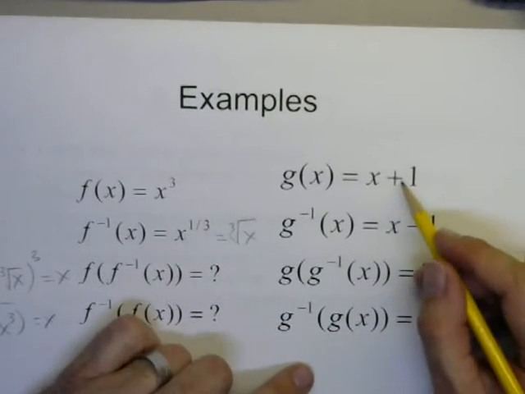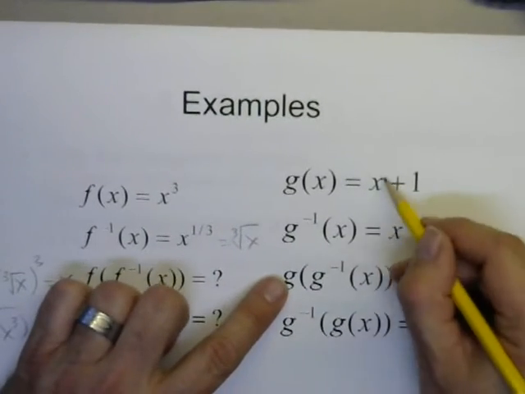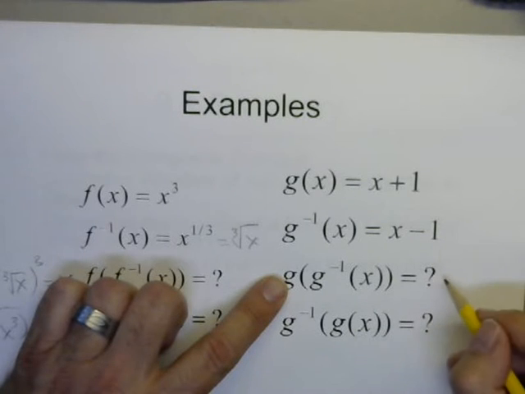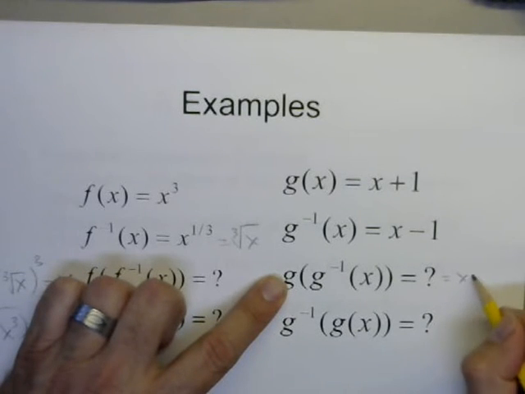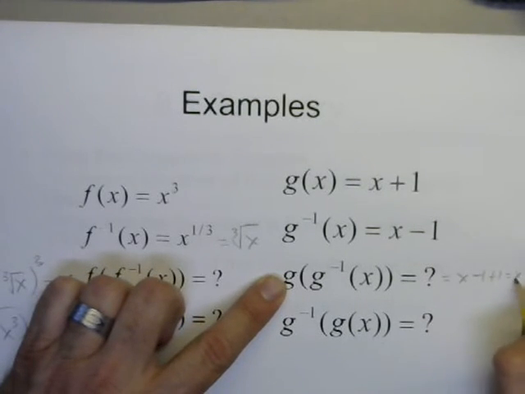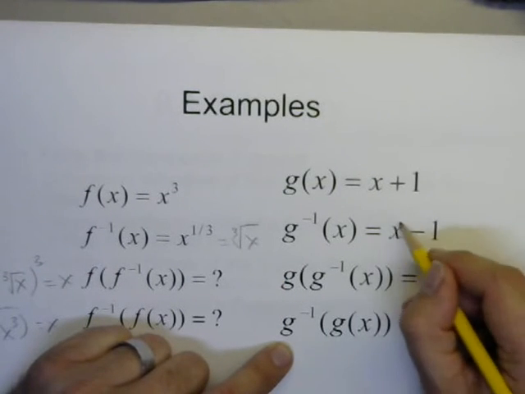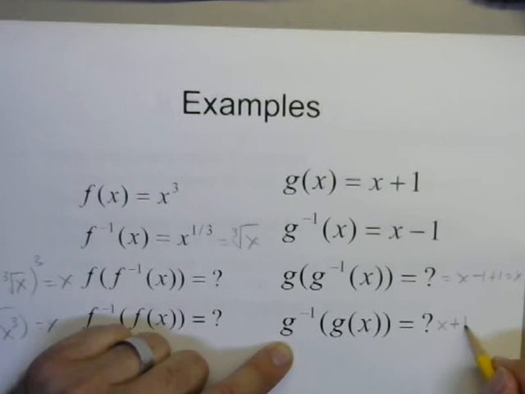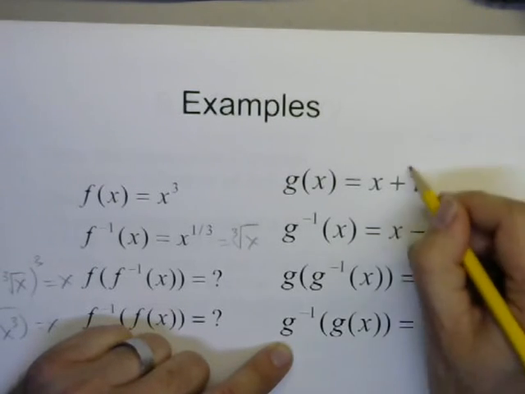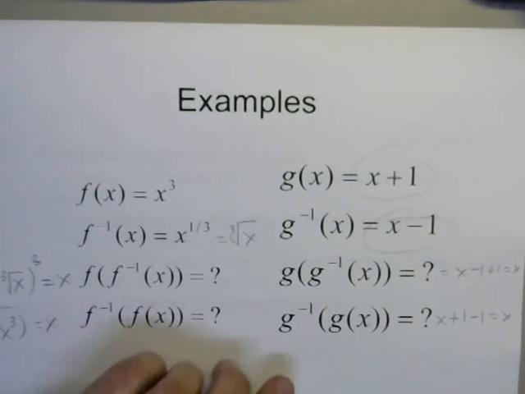For this one, again, if you take this x and replace it with x minus 1, you'll get x minus 1 plus 1, which gives you x. Same thing here, if you take x minus 1 and replace the x here with x plus 1, you also get x, so that shows that those are inverses of each other.